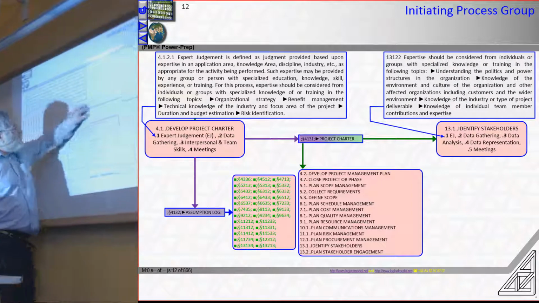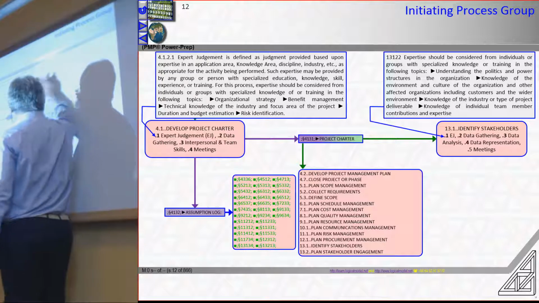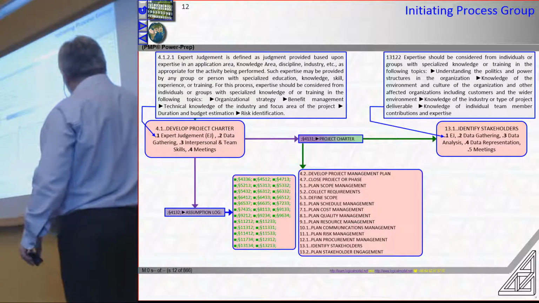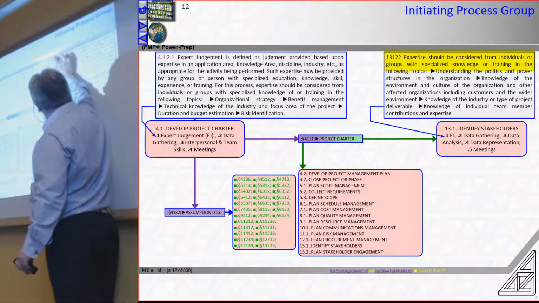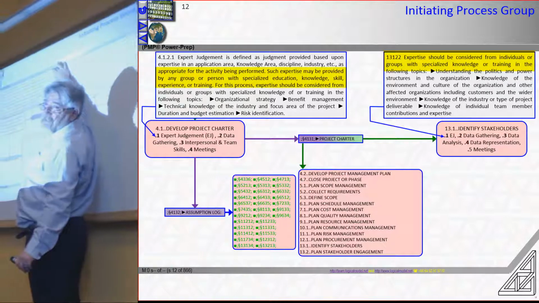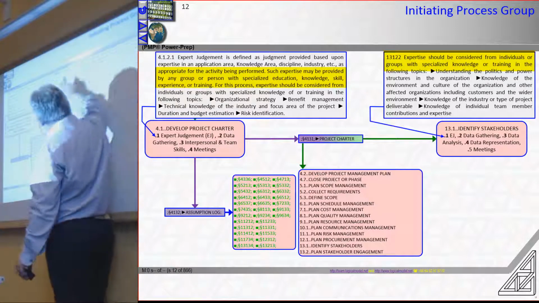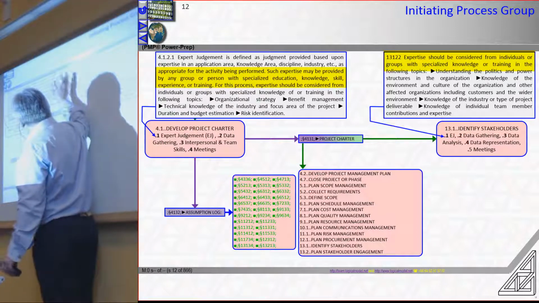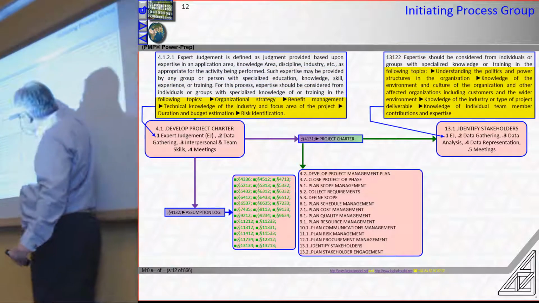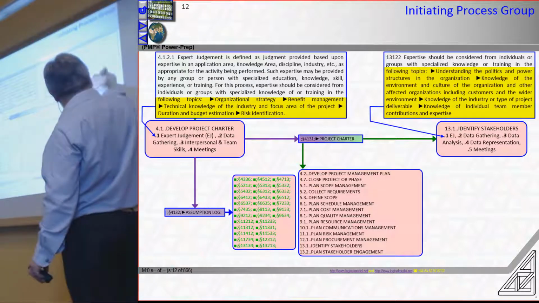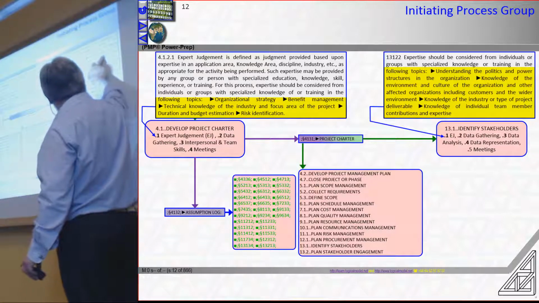Now, if I were to say expert judgment over here is this stuff, this is a pigeon. I think this might be a sparrow or something, because look, it says expert judgment should be considered from individuals or groups with specialised knowledge or training in the following topics. So that there is almost what it says here. Different words, but almost the same, because these are people with knowledge or training, and these are people with specialised education, that sounds like training to me, or experience or skills. But then this list is different. Understanding of politics and power, that's not in there. Organisation structure, is that one in there? Well, knowledge of individual team members' contributions, knowledge of industry type, knowledge of organisation.